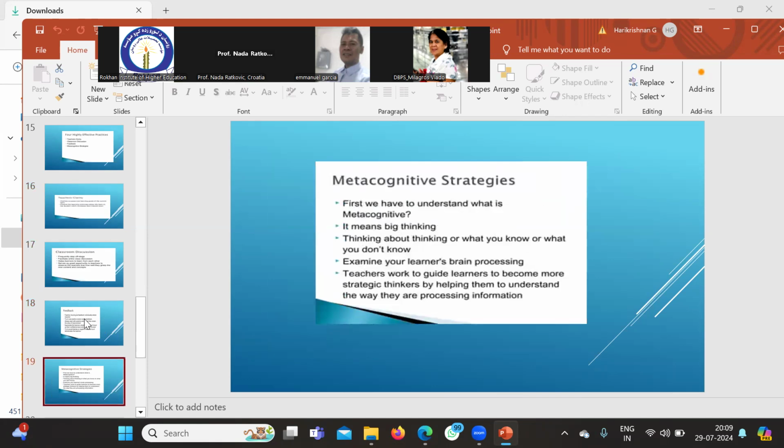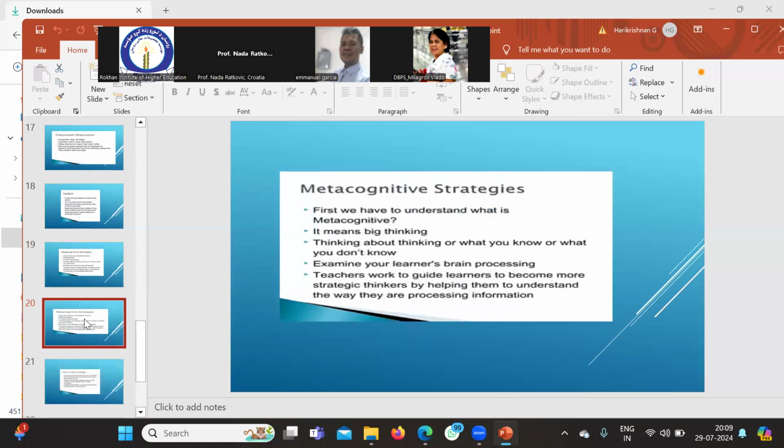So let's now explain the metacognitive strategy. First, we have to understand what metacognition is. It means big thinking, a project think tank, something like that. We have to think beyond the box. We have to think something big. Thinking about thinking, or what you know or what you don't know. Examine your learners' brain processing. Teachers work to guide learners to become more strategic thinkers by helping them to understand the way they are processing information. It is how the product is being developed. We have to think, do, fail, and try again. It's a continuous process.